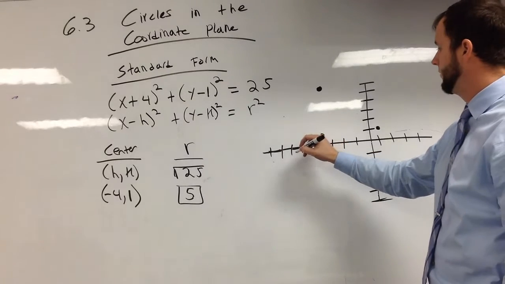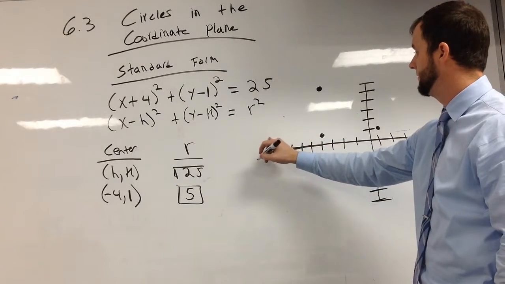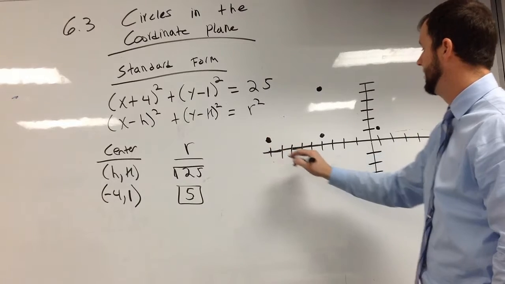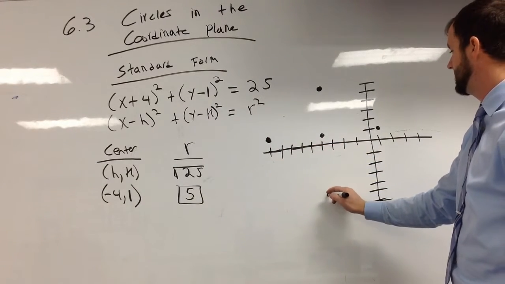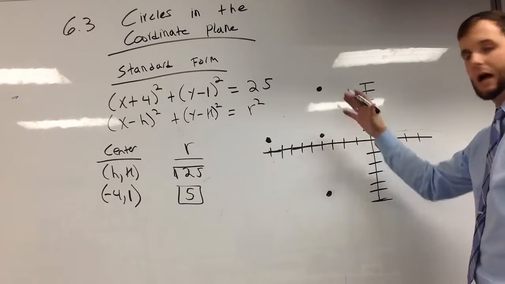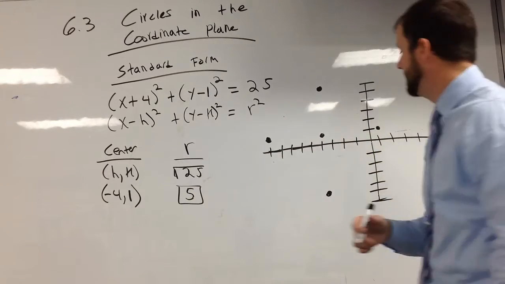Counting from this one, I'm going to go over. 1, 2, 3, 4, 5. There goes another point of my circle. And then down. 1, 2, 3, 4, 5. And here's the other point of my circle, which, I drew this so it might be a little weird. But that's how you would do it.